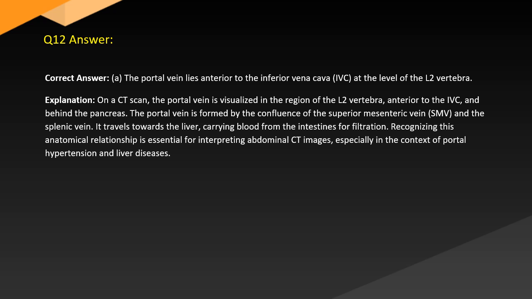Behind the pancreas, the portal vein is formed by the confluence of the superior mesenteric vein, SMV, and the splenic vein. It travels towards the liver, carrying blood from the intestines for filtration. Recognizing anatomical relationships is essential for interpreting abdominal CT images, especially in the context of portal hypertension and liver diseases.